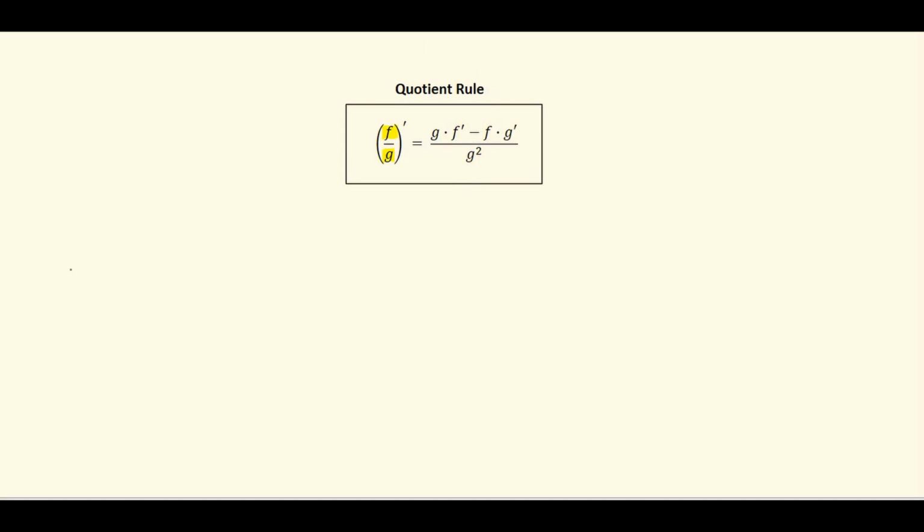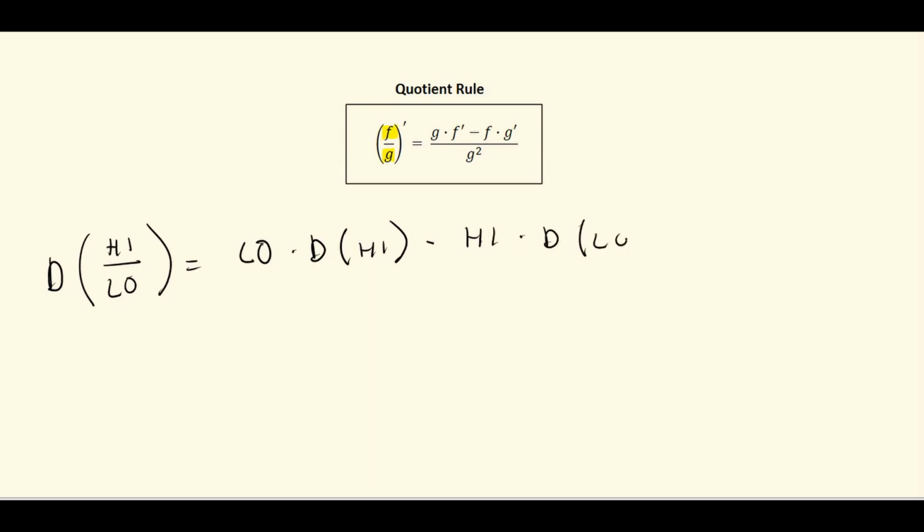An easier way to remember this is to say that the derivative of a fraction, high over low, is going to equal low d high minus high d low, all over bottom squared, and off you go.